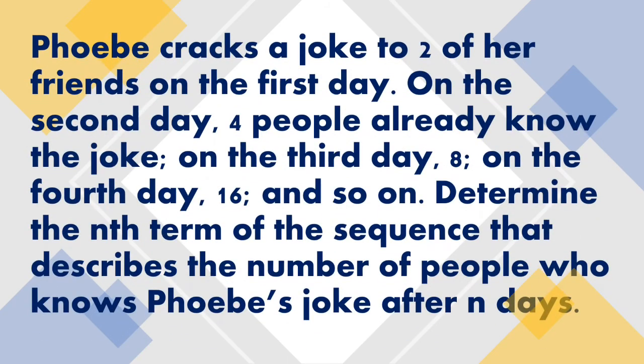Let us do another example. Phoebe cracks a joke to two of her friends on the first day. On the second day, 4 people already know the joke. On the third day, 8. On the fourth day, 16, and so on. Determine the nth term of the sequence that describes the number of people who know Phoebe's joke after n days.